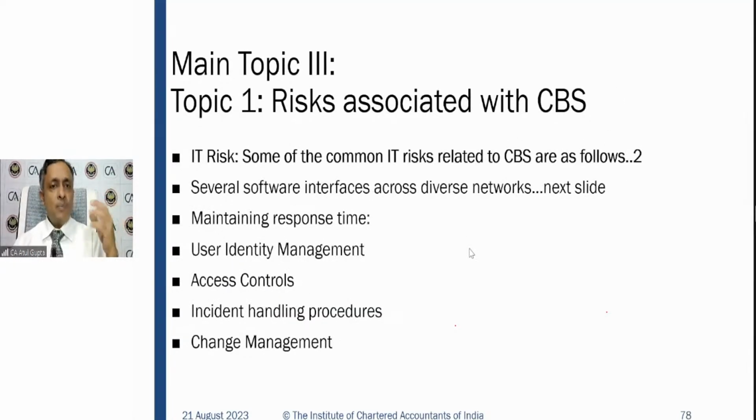Then, some common IT risks relating to core banking systems. Several software interfaces across diverse networks. We'll be talking more on that. Maintaining response time. Response time means, today we are in technology-driven banking. So you log in through mobile or desktop, laptop, as the case may be. You must get an immediate response.